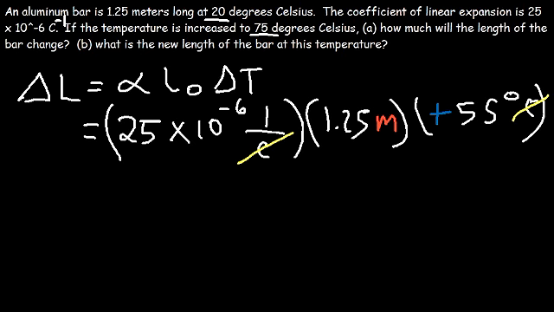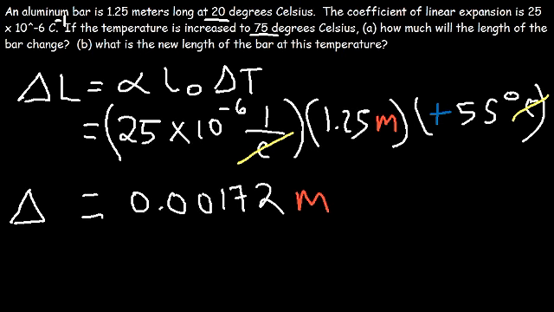So now let's go ahead and calculate the answer. 25 times 10 to the minus 6 times 1.25 times 55 is equal to about 0.00172 meters. So the length doesn't change much. This is the answer to part A. That's how much the length of the bar changes. Less than a centimeter.